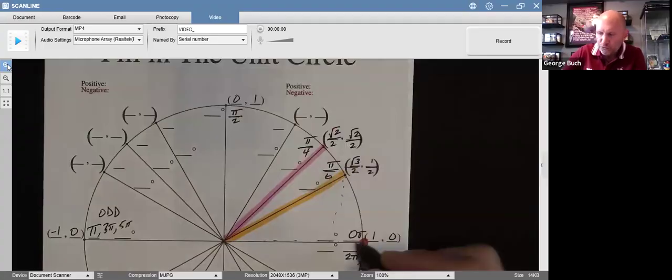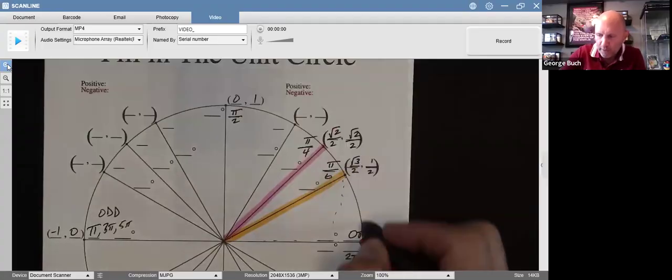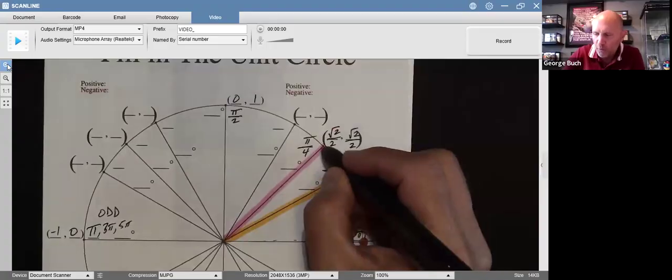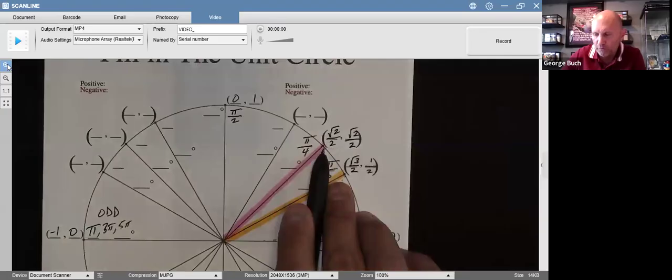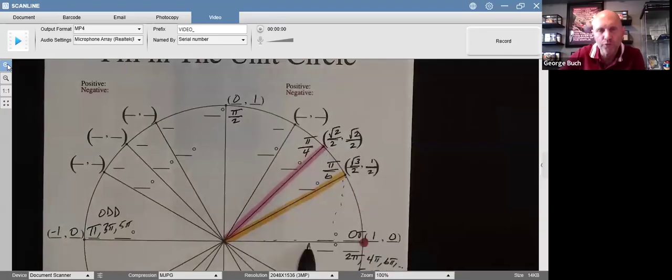So if I was on the track walking around and got to this point, I would have gone a distance of pi over 4. But if I started at the origin, walked on the sidewalk, and then walked through the grass to get to here, I would have gone a distance of root 2 over 2, root 2 over 2.